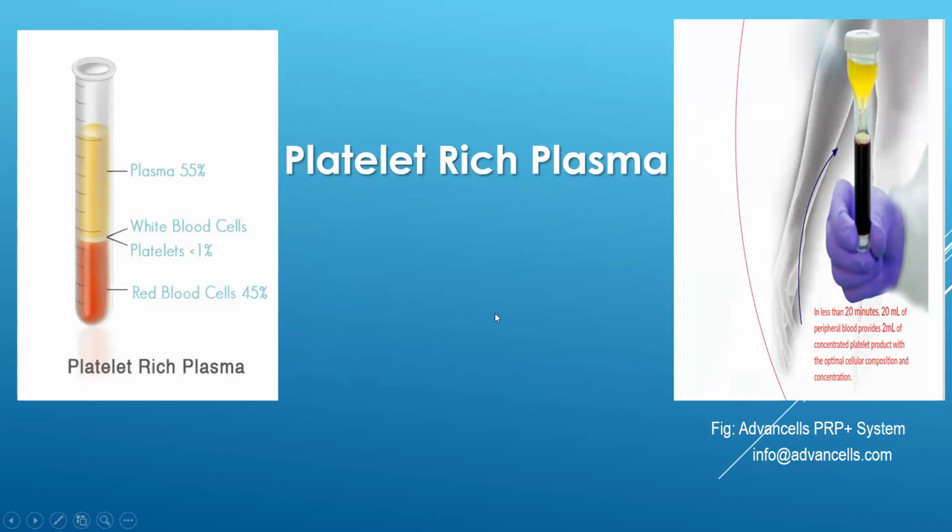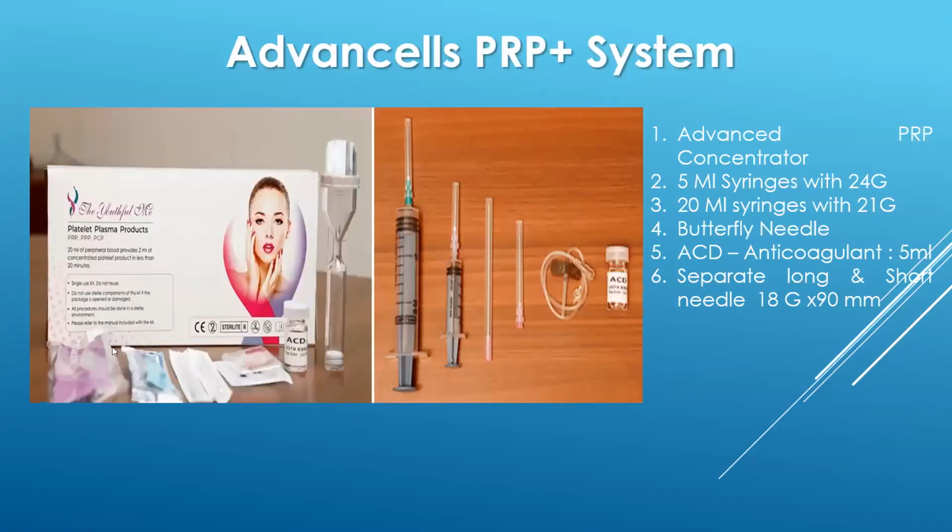And you can see the normal platelet plasma composition. Mine is focused on our Advanced Cell PRP system, what exactly it is. We are providing a kit. That kit contains the Advanced Cell PRP concentrator. This is the concentrator. And with it come 5 ml syringes, 20 ml syringes to withdraw the blood, 2 different kinds of needles as well, and butterfly needles with the anticoagulants. They all come in our PRP kit.